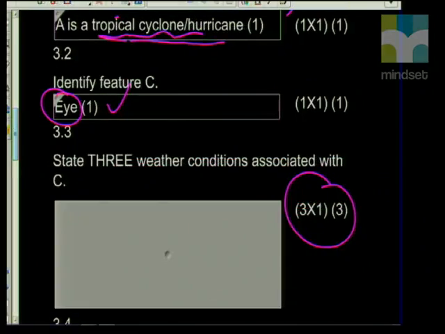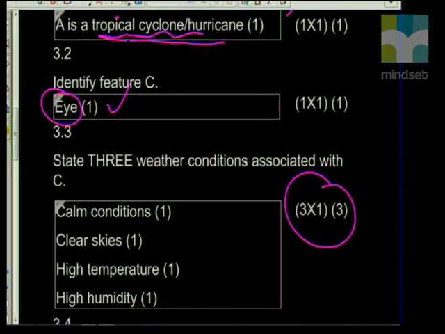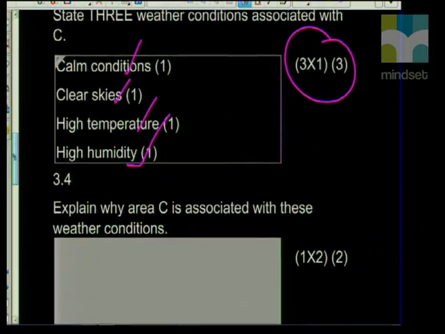Let's look at the answers here. You know them already: calm conditions, clear skies, high temperatures, high humidity. There are so many, you just know them off. Each one for 1 mark, and you got your 3 marks. Explain why C is associated with these weather conditions. Can you see we call them scaffolding? Simple, again a little higher, and now we're going higher. We're saying, why does this area experience these weather conditions?